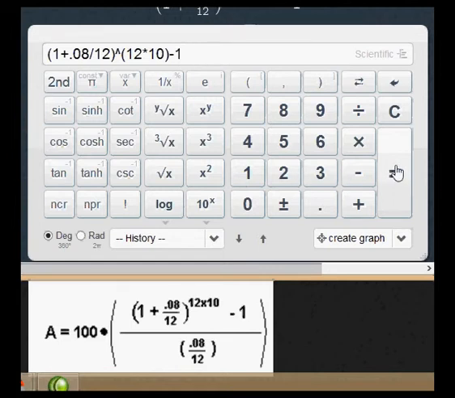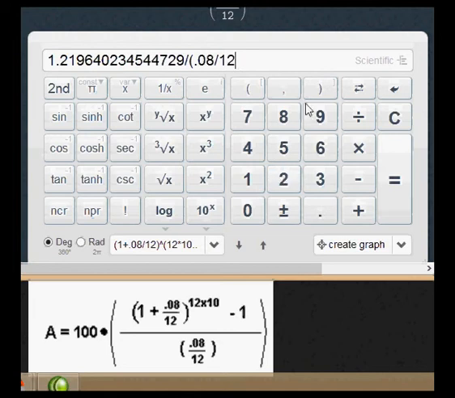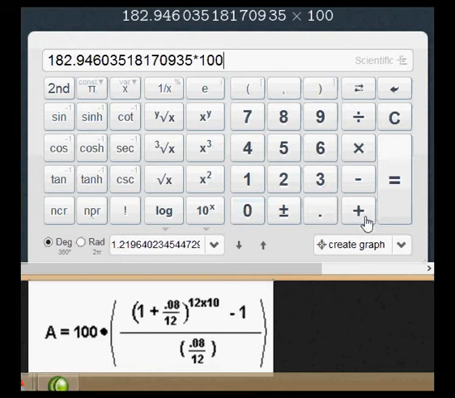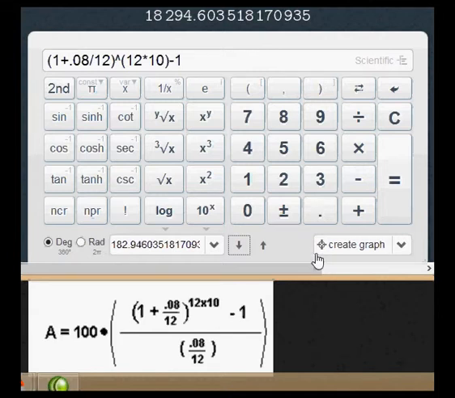And now you can evaluate that, equals, and then divide that by parentheses 0.08 divide by 12, and that equals, now we have everything except the 100. So then we multiply by 100 equals. And that gives us our answer of $18,294.60.